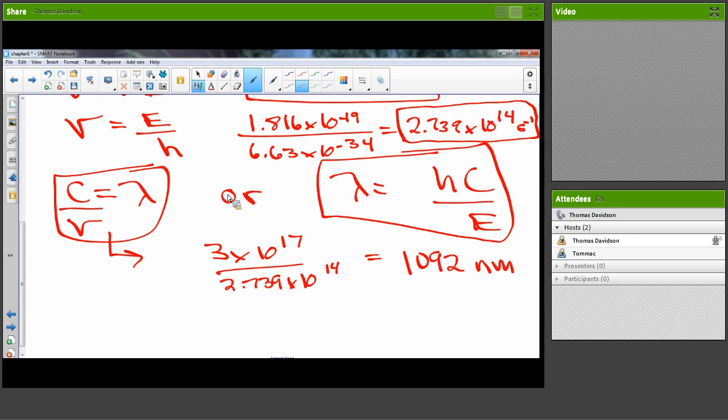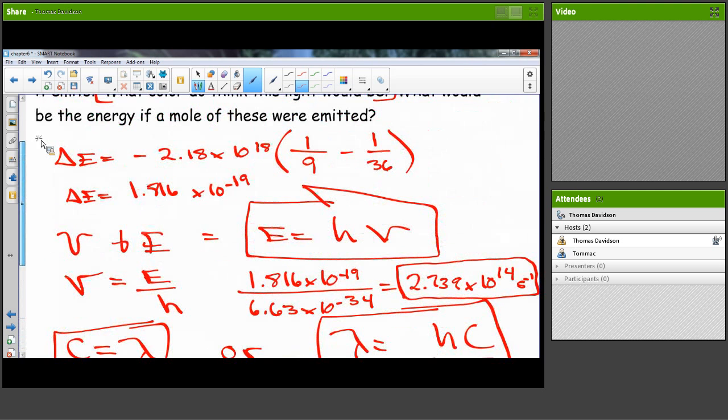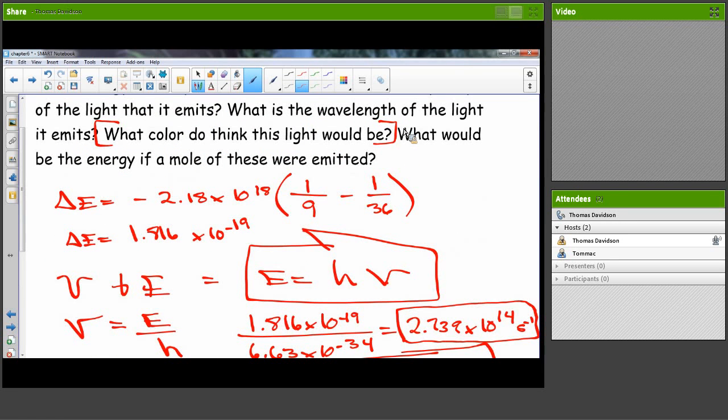Okay, now, when a lot of you saw that big number, you thought that it was ultraviolet, meaning above violet. But remember, a big number in wavelength means low energy, so it would be under red, which we call infrared. Okay, you didn't need to know that, but that's what it was. All right, last thing, it did say, I threw this on for fun, because, I mean, life is fun when we do math. What would be the energy if a mole of these were emitted?